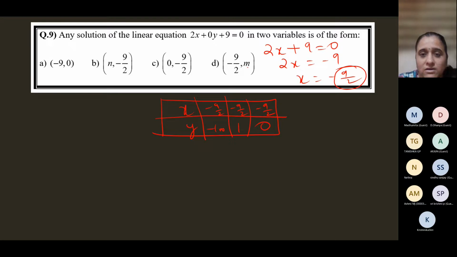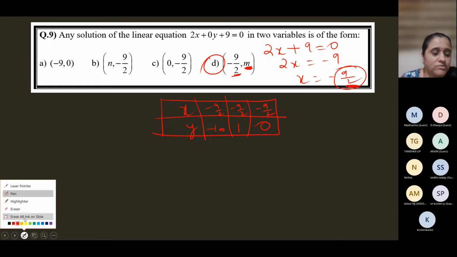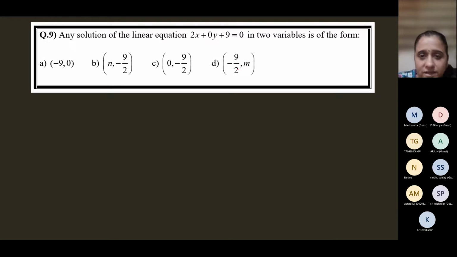That is why the y coordinate is a variable here. A variable can take any value. But see the x coordinate, it's a constant, which is minus 9/2, because x is always minus 9/2. So D is the correct option. Because in option D, x is always minus 9/2, and the y coordinate is m. M is a variable, which means the y coordinate can take any value.